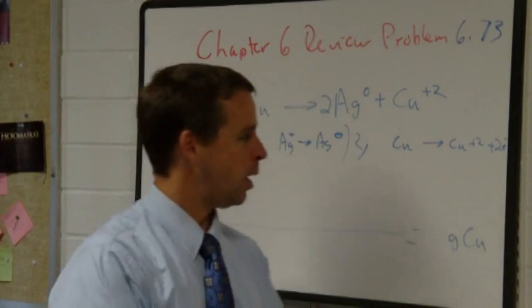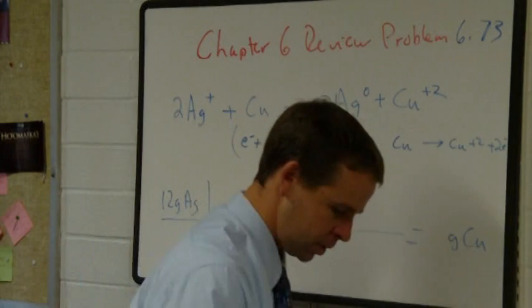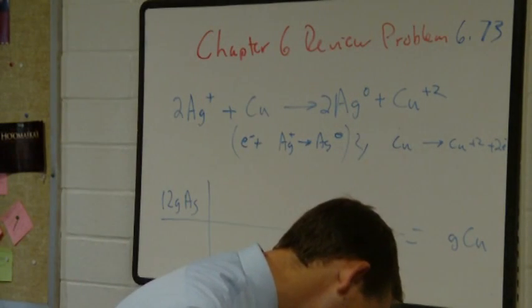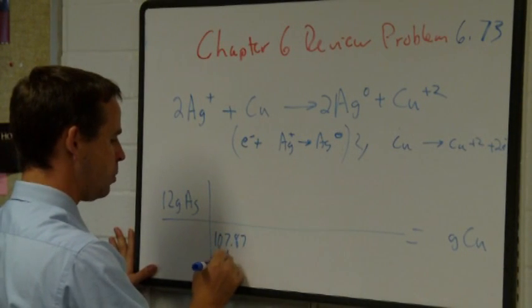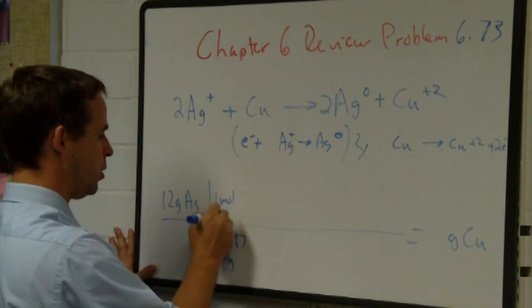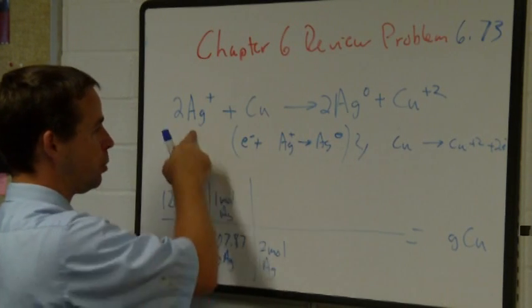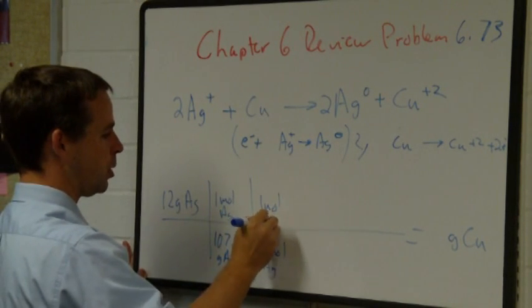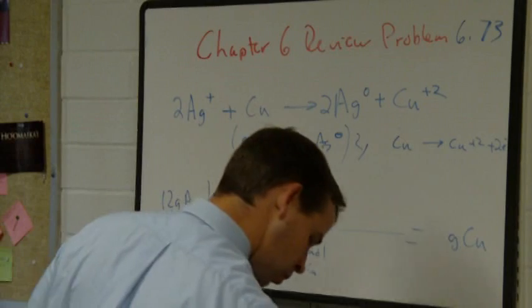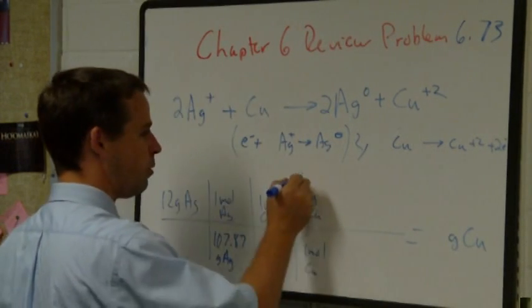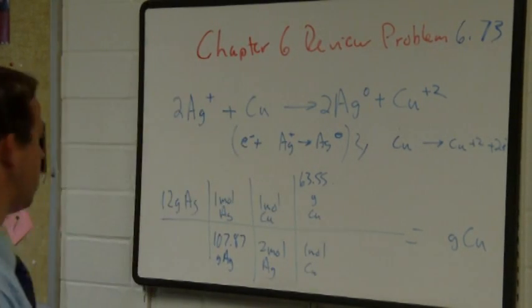Okay? All right, so if we have 12 grams of silver, what's the molar mass of silver? Ag, 107.87 grams of silver for every 1 mole of silver, right? And there's 2 moles of silver consumed by every 1 mole of copper consumed. And for every 1 mole of copper, how many grams of copper are there? Copper is 63.55 grams of copper for every mole of copper. So this should tell us how many grams of copper are required.